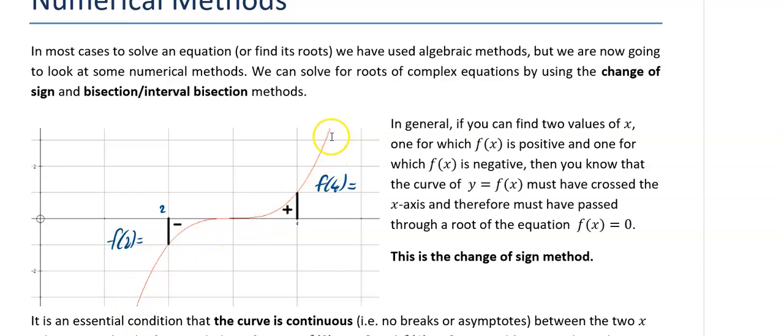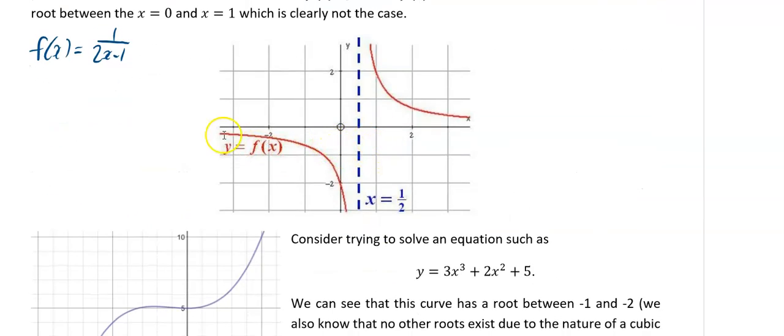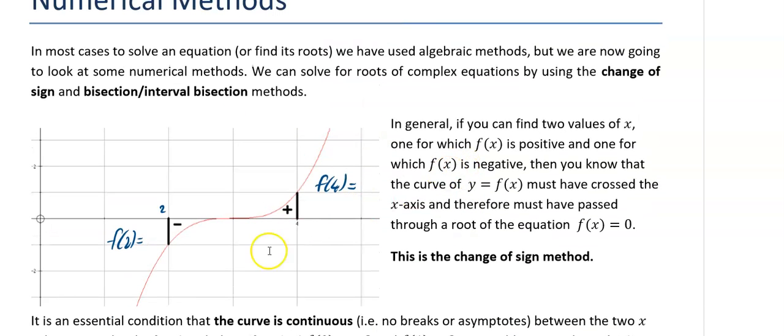If I look down at one which isn't a continuous function, one like this would not be a continuous function, because it goes down this way, and then I have to lift my pen to get up to here to draw the rest of the curve. So this would not be a continuous function all the way along. This one is fine, and more importantly, it's continuous between the bits we're looking for.